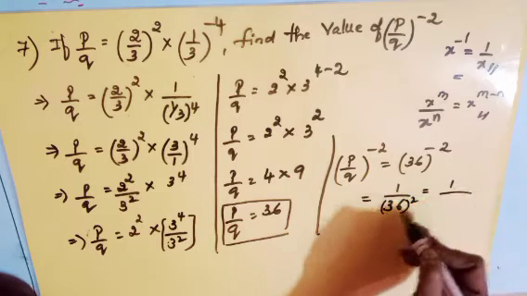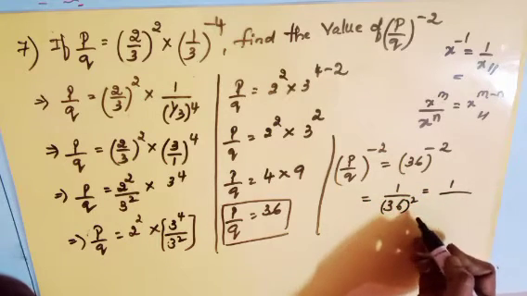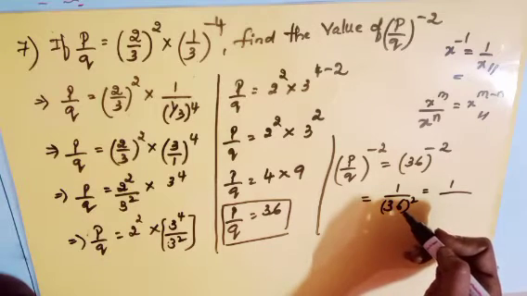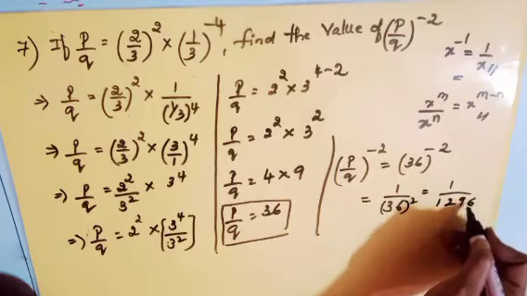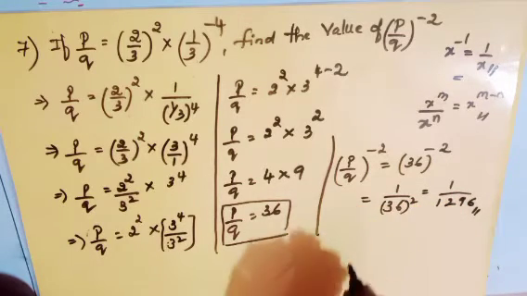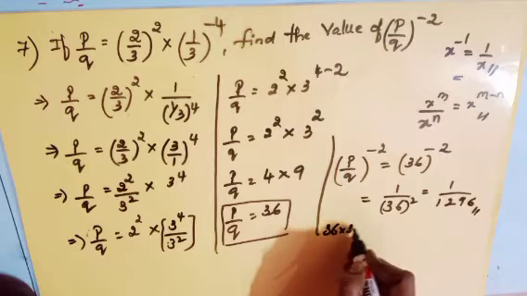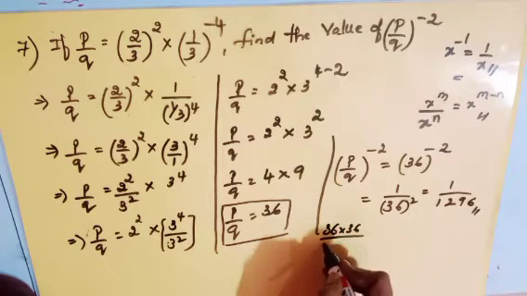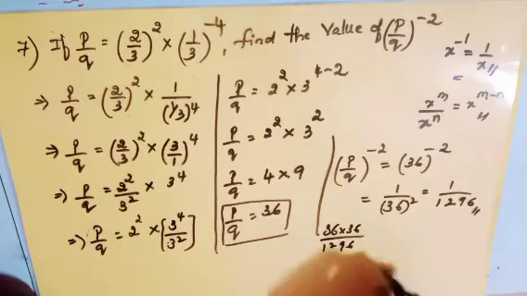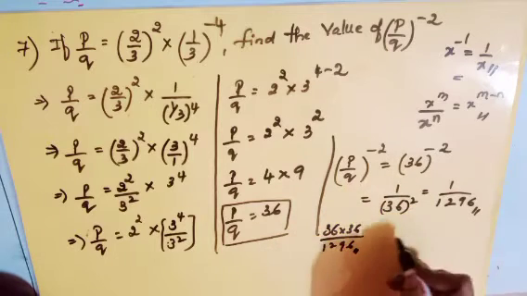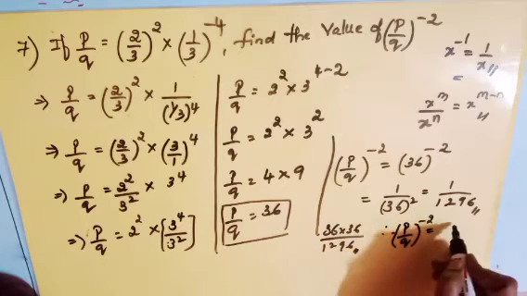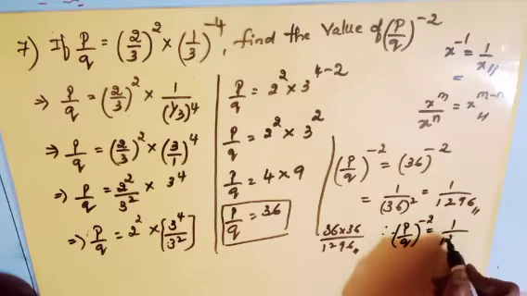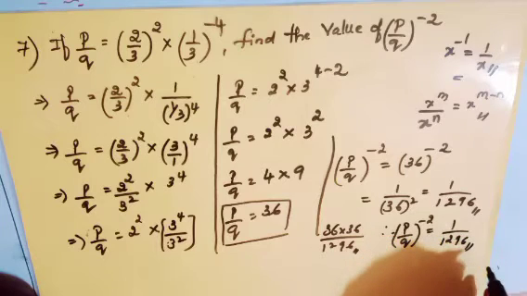So multiply 36 into 36, how much will we get here? 36 into 36 is 1296. So when we multiply 36 into 36, we get the solution as 1296. Therefore, the value of P by Q whole to the power of minus 2 equals 1 over 1296. Next, let us solve the next one.